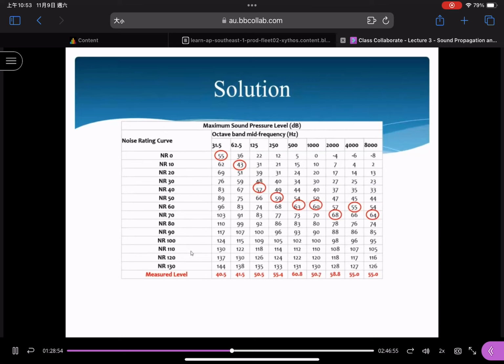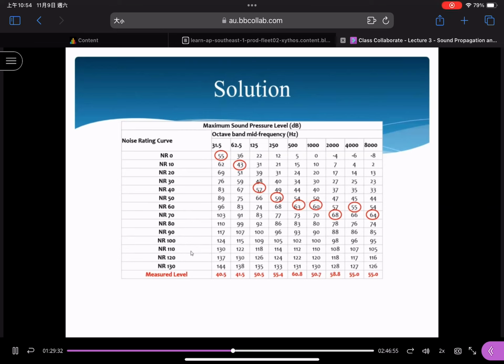And then we need to find out the highest weighting that can cover the full spectrum. Which one is the highest weighting now? You can see that at 2 kHz and at 8 kHz, we have two figures, 68 and 64. They correspond to NR70. Other than 2 kHz and 8 kHz, all of them must be equal to or less than NR60.